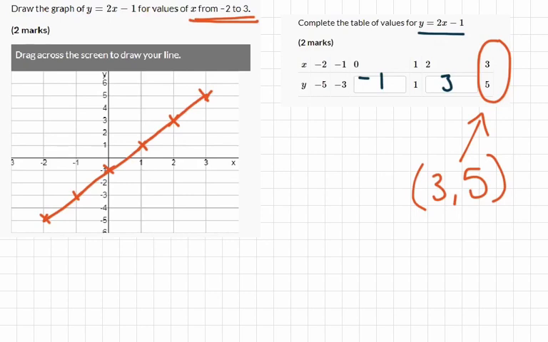We've gone between -2 and 3 on the x-axis. Remember, notice this graph isn't like the last two. The last two passed through the origin, through 0, 0. This one doesn't. And you'll see why that is later.